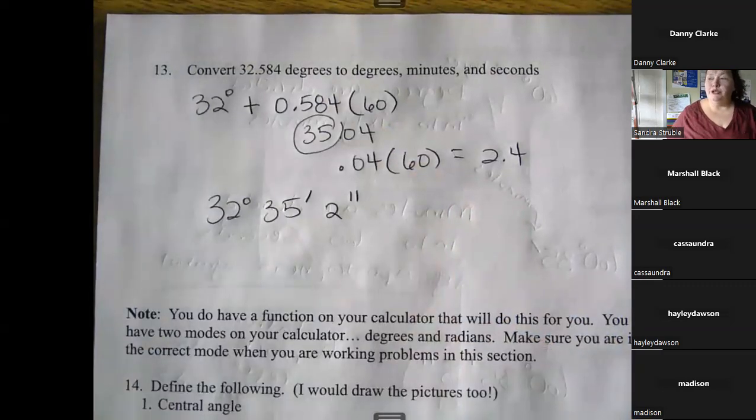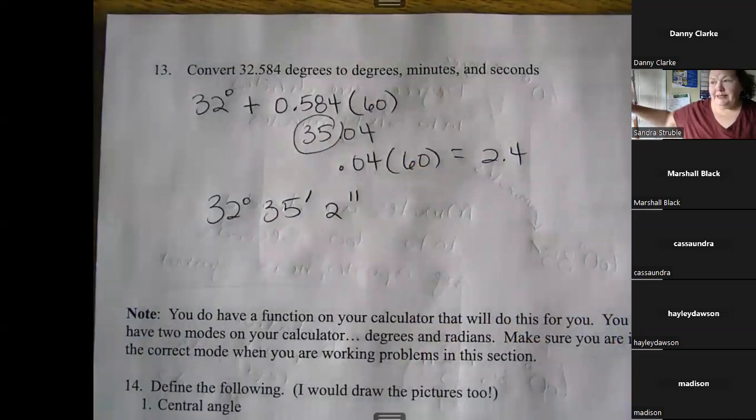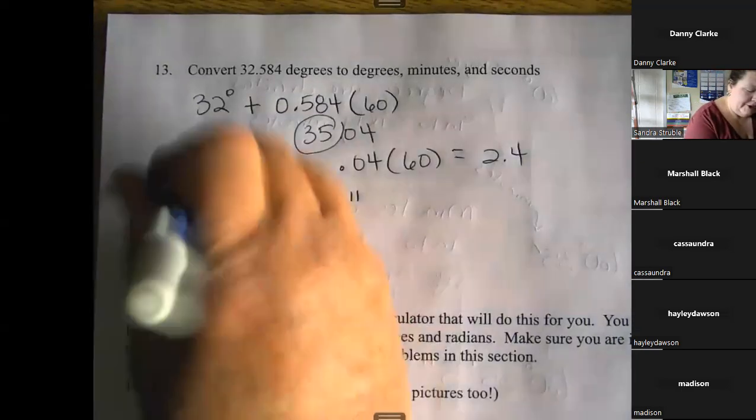Just make sure when you do your first 60, you take that whole number out of there. The decimal that's left is what you're going to use to multiply by 60 again to take it to seconds. You release the decimal that's to the right. Do not give me a decimal for your seconds. You will either round up or leave it as the 2. So there's our answer for that.